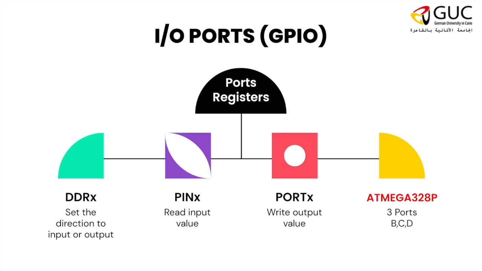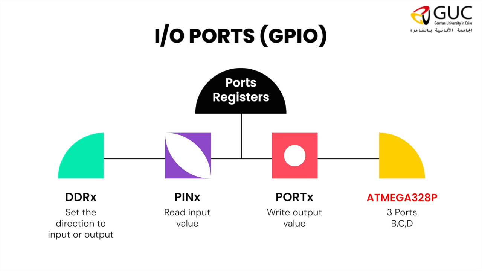The input-output pins or ports are actually controlled by 3 registers. We have the DDR register, we have the PIN register, and we have the PORT register. Okay, the purpose of the DDR register is to set the direction to input or output. So actually, I have a register which is an 8-bit register. Each bit inside this register represents a physical pin on the microcontroller. If I connected a component to this pin, I need to determine whether it's a sensor, I'm going to read data from it, or it's an actuator, I'm going to output data to it.